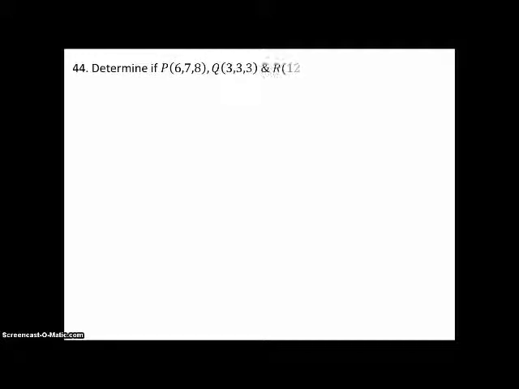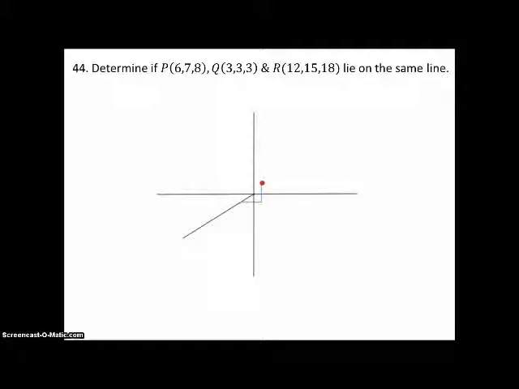44. Determine if the points P, Q, and R lie on the same line. Well, there's Q. I did that one first because it was easiest. 3, 3, 3. And then there's P. And there's R. Now, I realize I didn't draw these super duper to scale, so it looks like they might be on the same line.